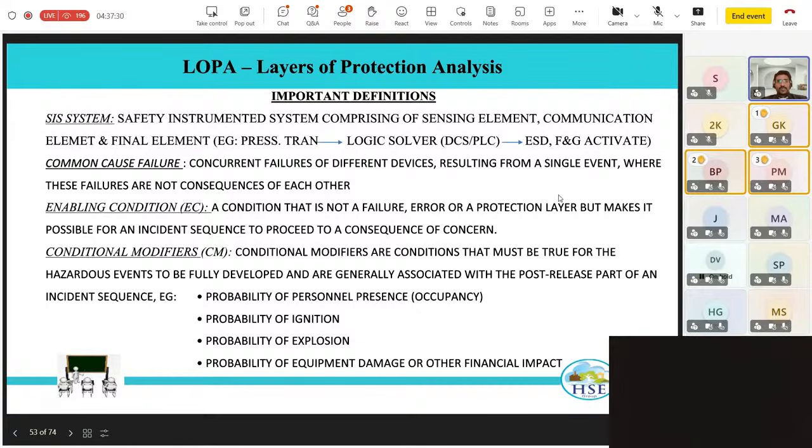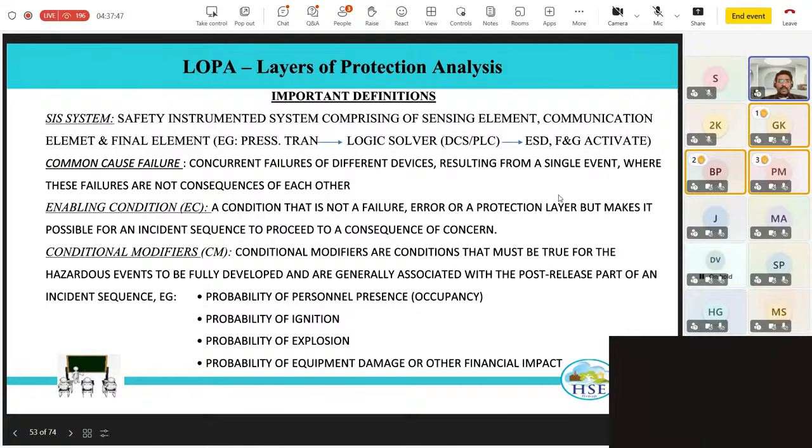Many times that may not happen because of a hairline leak or minor leak, plus air exchange ratios, and many times there are air exchange ratios. So this you can leverage as a credit to establish that there is lesser probability of ignition or explosion.